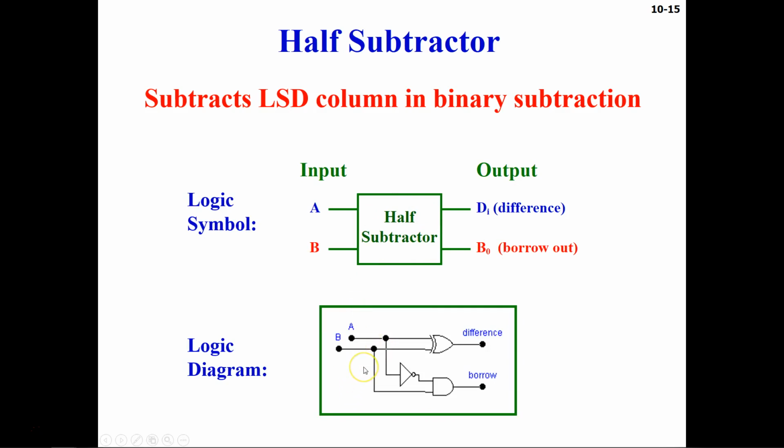Now if you compare this circuit with the half adder, then you will see that we have just added a NOT gate over here. This is the only new logic gate which we have added into the circuit from the half adder. And so this is your XOR gate, and the difference is going out, and then this is your AND gate, and then a NOT is connected here. So at the output of this NOT gate you will get A bar here, and then B will go into this, and that will be your borrow.